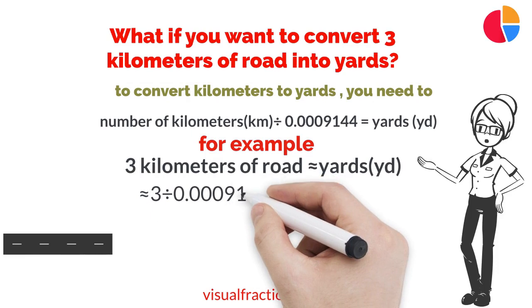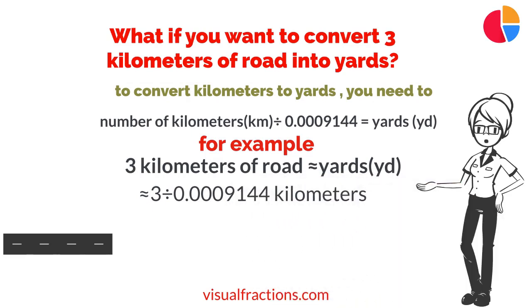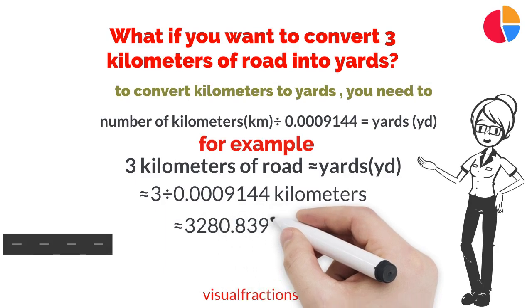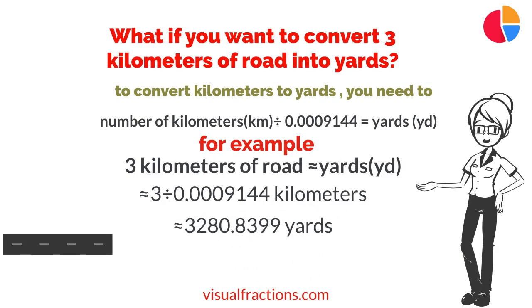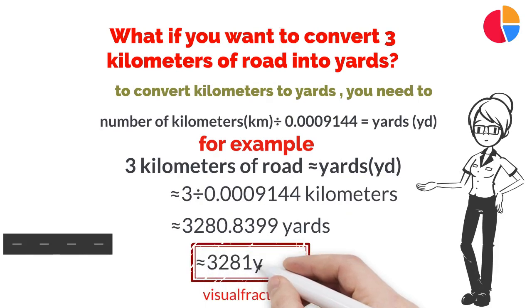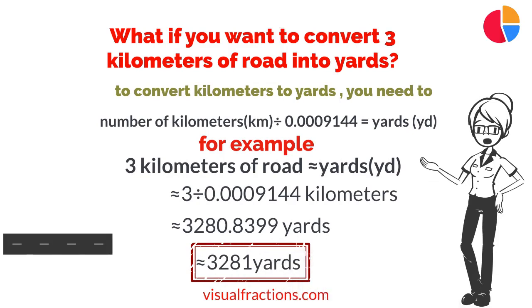Let's walk through an example of how to convert 3 kilometers of road to yards. We start by dividing 3 by 0.00091144. This gives us approximately 3,280.8399 yards. Remember to round this number to the nearest whole number, so our final answer is approximately 3,281 yards.